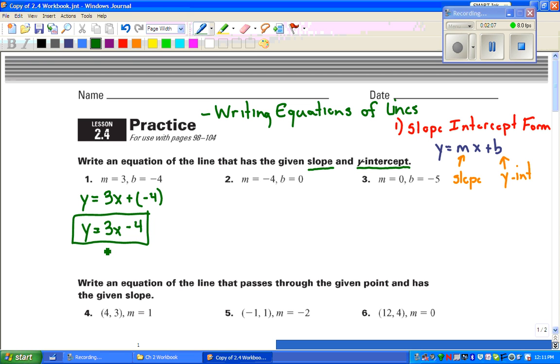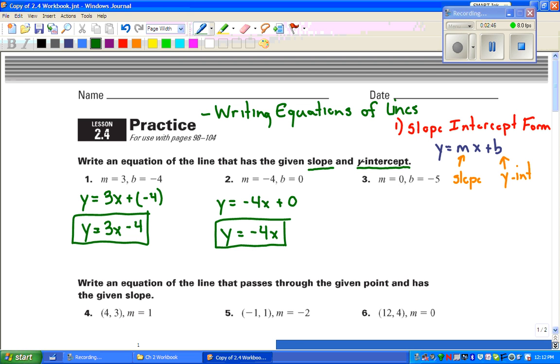Okay? Putting it in slope-intercept form is the best way to do it, because it's probably the easiest way to graph a linear equation, to graph a line. All right, let's take a look at number 2 here. Y equals, my m comes first, so I'm going to put -4x plus, and then I put my y-intercept, which is 0. All right, simplify this one. Y equals -4x, and we know that 0 plus anything is always going to be that thing: 5 plus 0 is 5, 7 plus 0 is 7, and so on and so forth.